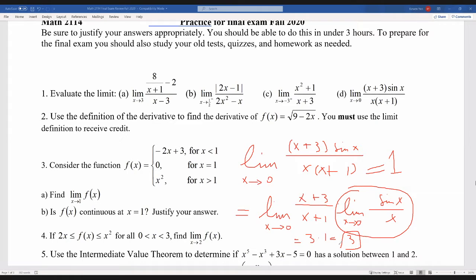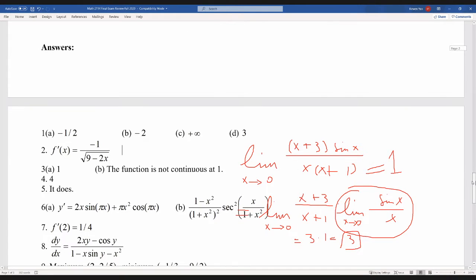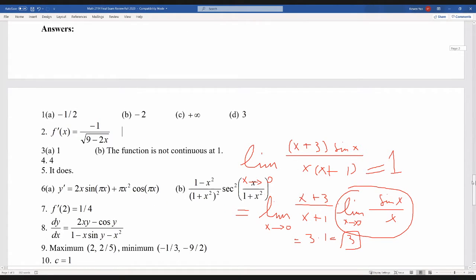So you have to learn how to handle this kind of limit without using L'Hopital's rule. Without using L'Hopital's rule. Okay, so the answer is 3. Let me check the answer. Okay, the answer is 3, right? See here, D, 3. So we have finished.